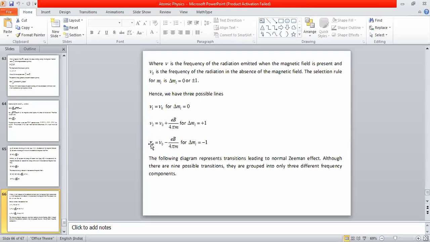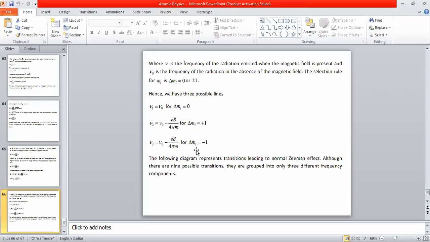That's why nu2 and nu3 are symmetrically situated with respect to the line nu1 equal to nu0, the position of the original line. Okay, so this explains why it is possible to observe three components in the presence of the magnetic field. In the presence of the magnetic field, the spectral line undergoes splitting into three components. This three component splitting is all because of the transition of the electron from L equal to 2 state to L equal to 1 state.